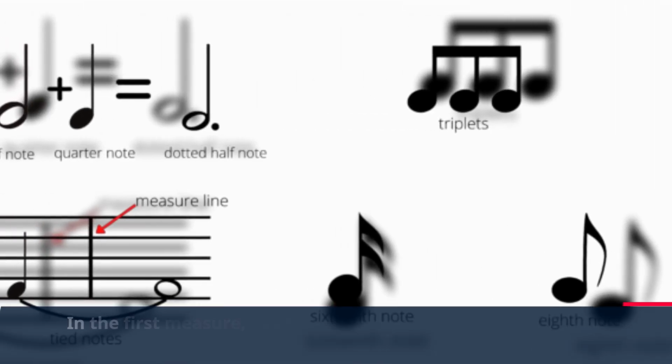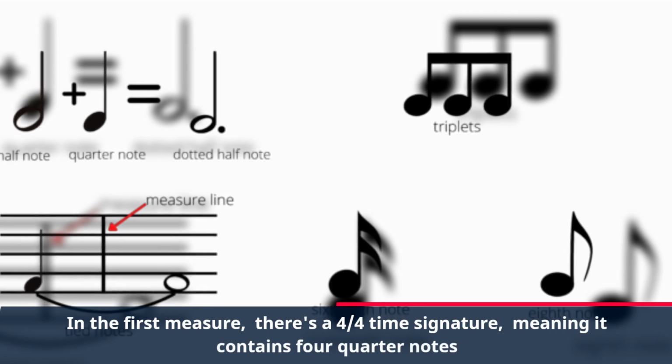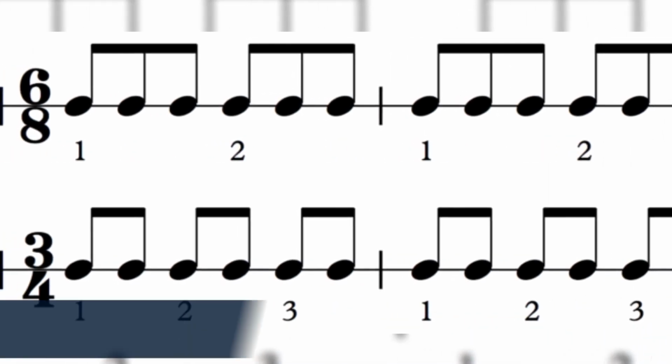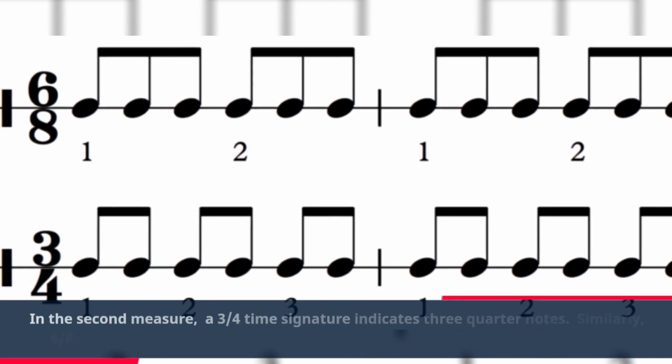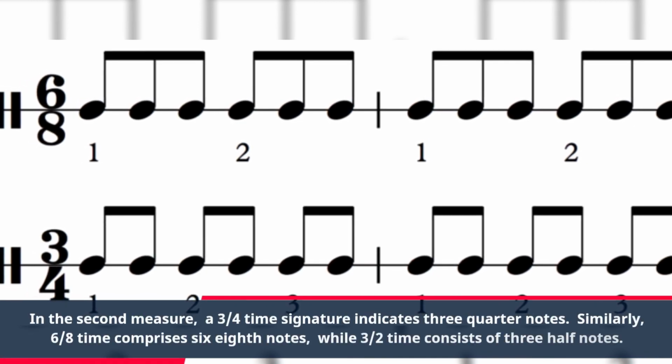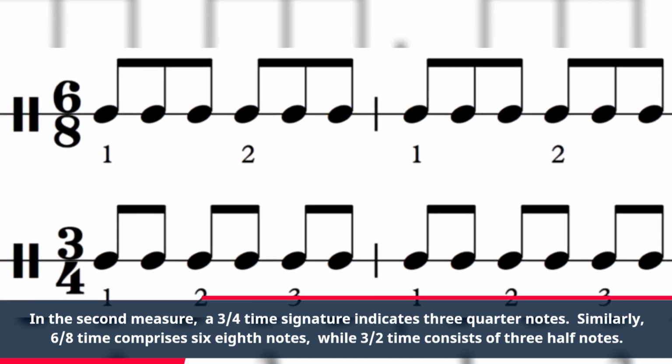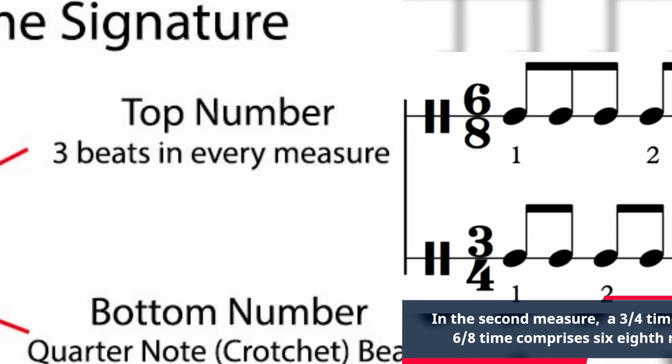In the first measure, there's a 4/4 time signature, meaning it contains 4 quarter notes. In the second measure, a 3/4 time signature indicates 3 quarter notes. Similarly, 6/8 time comprises 6/8 notes, while 3/2 time consists of 3/2 notes.